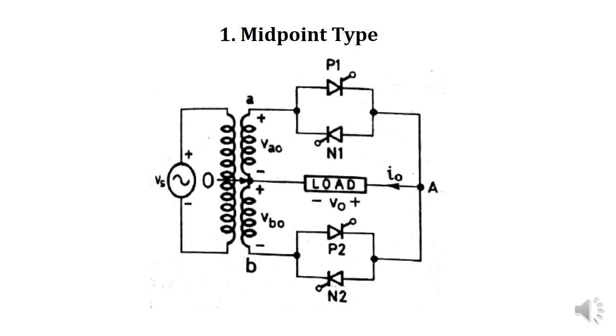Now let's see how a midpoint type converter works. Here there are two converters in this cycloconverter. A positive converter, that is the switches P1 and P2, and a negative converter, that is the switches N1 and N2. That means in this converter there are two different converters cascaded. They will be feeding the load. This is the AC load to be fed by this cycloconverter. The same midpoint type converter can be used as a step-up converter or a step-down converter according to the switching pattern.